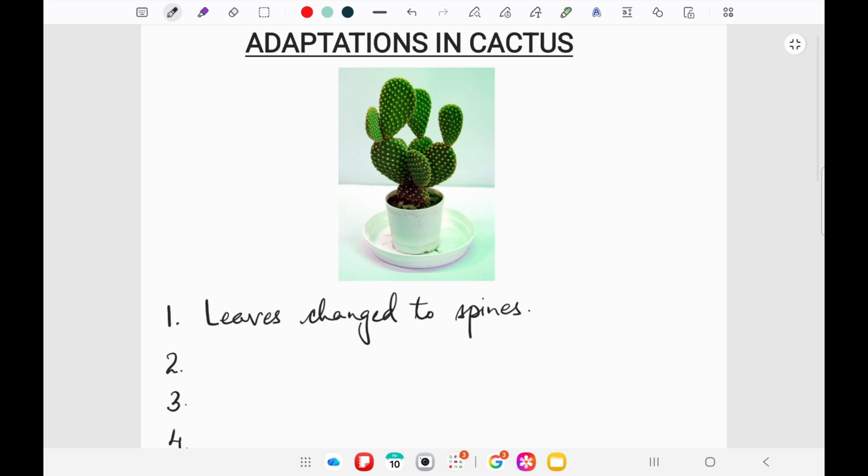The second adaptation is the stems are succulent to store water for adverse conditions. The third adaptation is they have fibrous roots which run far so that they can absorb as much water as possible. Can you give me a few more examples of adaptations in plants?